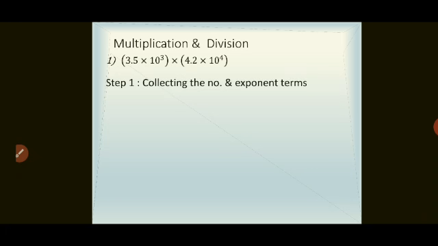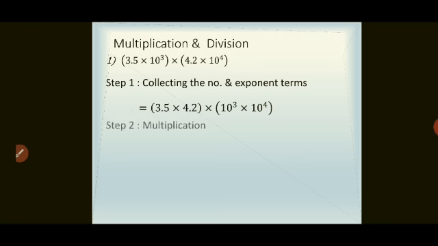So the steps are like this. Step 1, collecting the numbers, that is the coefficients, and the exponent terms together. So 3.5 into 4.2 is taken in one bracket, into 10 to the power 3 and 10 to the power 4. Here which sign is there? The multiplication sign is there. Remember, the base is 10 and the multiplication sign is there. So whenever the base is same and we are multiplying, the exponents should be added. So what will come in the next step?